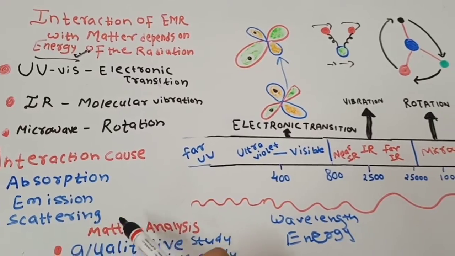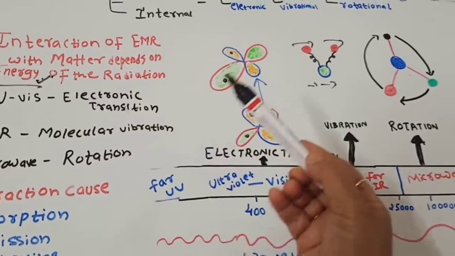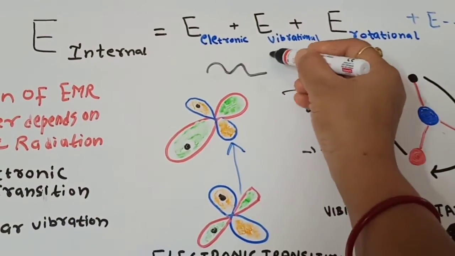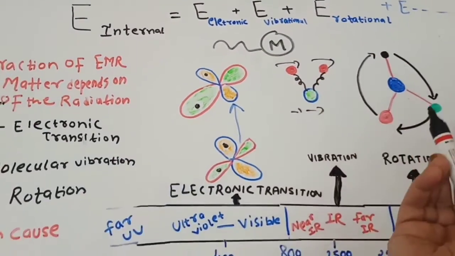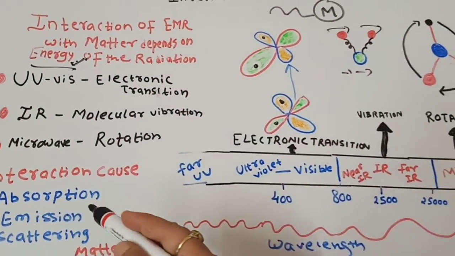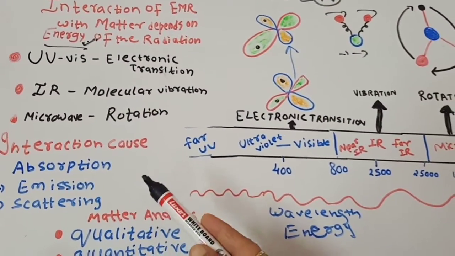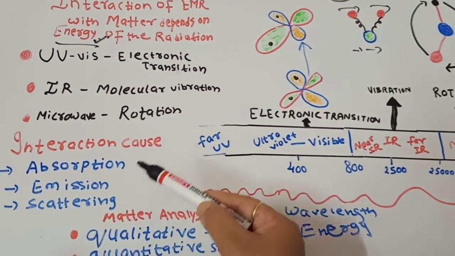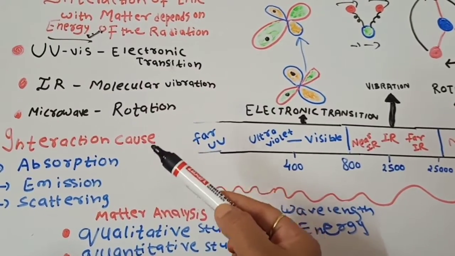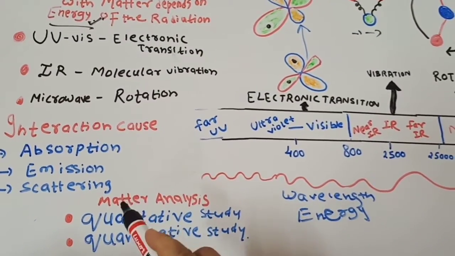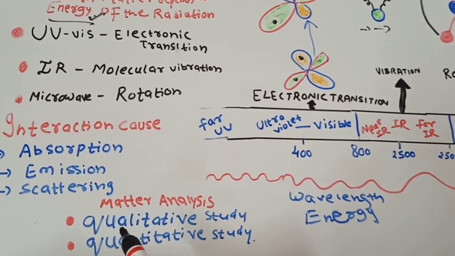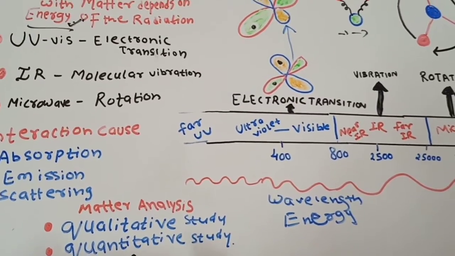emission and the scattering, meaning there are 3 phenomena. If any electromagnetic radiation falls on any matter, which phenomena can happen? It can give rise to either absorption, emission, or the scattering of that light. Now we can see these 3 interactions help us to study the details of matter, meaning we can do the total analysis of matter in a qualitative manner and a quantitative manner.